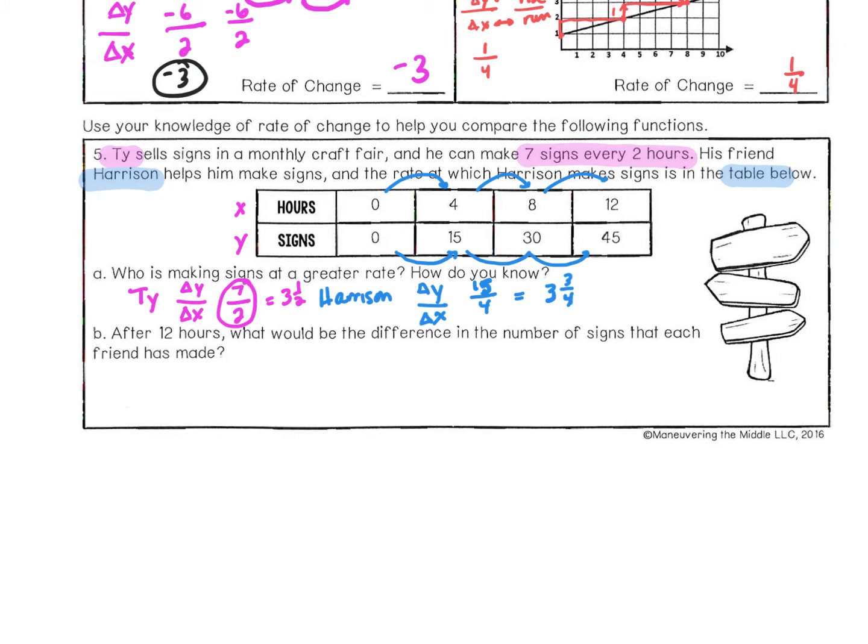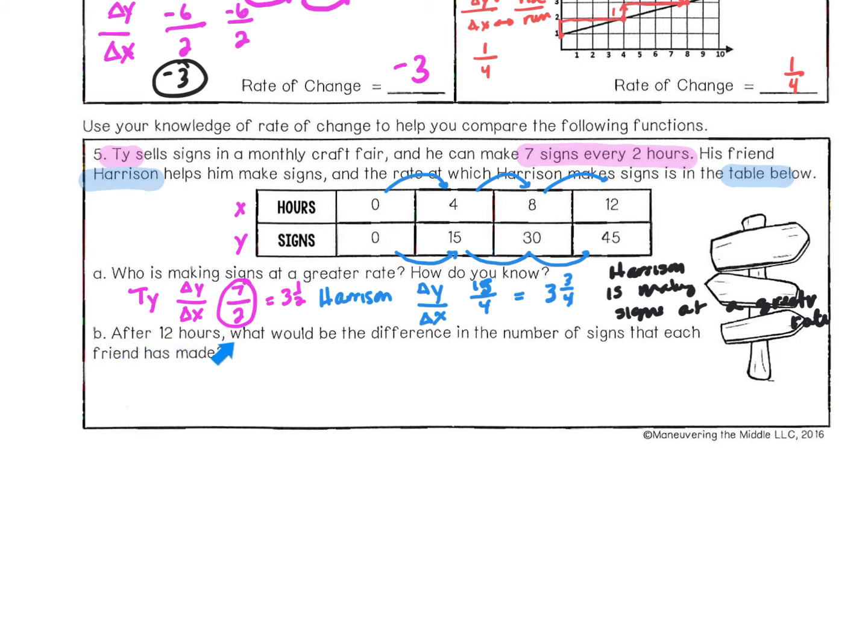What we found is a unit rate. And Ty's rate of change is 3.5 signs in 1 hour. Again, that's a unit rate. And as we look at this, the question was who is making signs at a greater rate. So that would be Harrison. Harrison is making signs at a greater rate. He's making a few more signs per hour. Actually, it's a fraction, but he's still making more. So let's move on now.